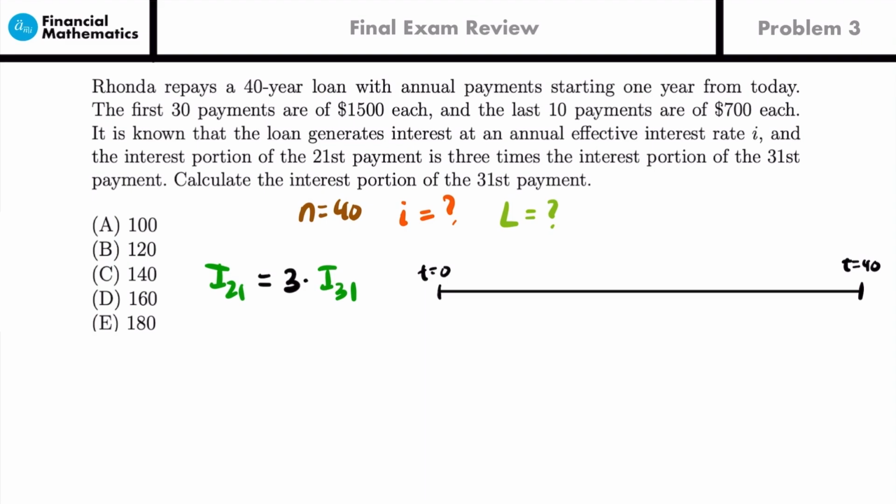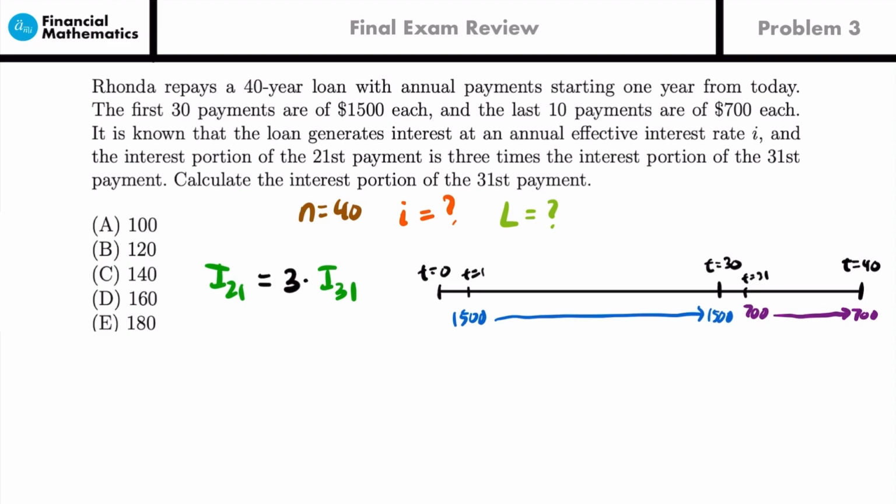The first 30 payments are $1,500 each. So that means up to time 30, we have $1,500 payments. So starting at time 1, we would have $1,500, and we would continue to make those payments up to time 30. Then starting with time 31, we have those payments of $700 each. All right, so we have $700 all the way up to time 40.